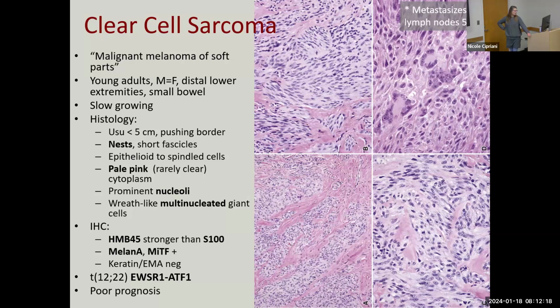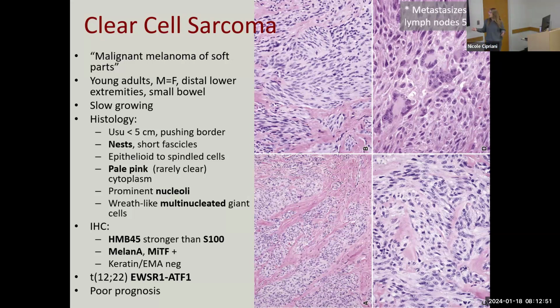Clear cell sarcoma is a little bit more appearing as a melanoma, and it formerly was called malignant melanoma of soft parts, meaning this was thought to be a melanoma arising in the soft tissues without being in the skin at all. Because it kind of looks like melanoma, right, with nests and spindle cells, even with these wreath-like or rosette-like giant cells, with prominent nucleoli, and it was positive for HMB45, S100, Melan-A, MITF, right?